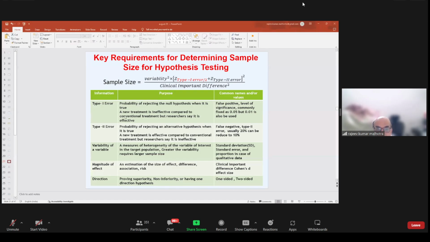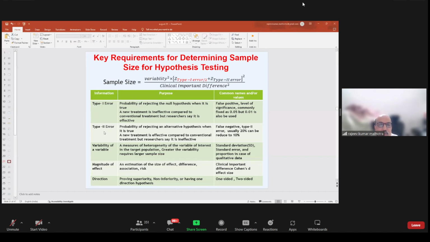Or in other words, a new treatment is ineffective compared to conventional treatment, but the researchers say it is effective. So in that case, we are proving that it is effective, but actually it is ineffective. By a common name, it is called a false positive. The level of significance is commonly fixed at a 5% level or 1% level. Generally we fix it at the 5% level.